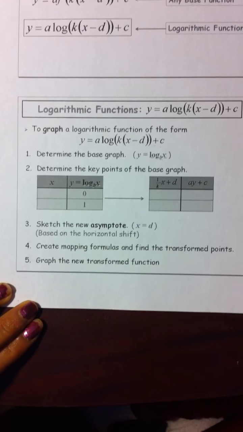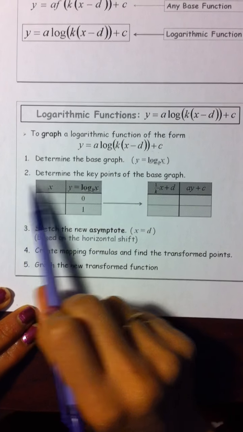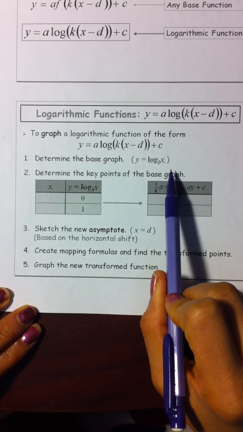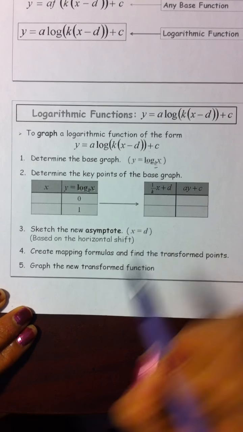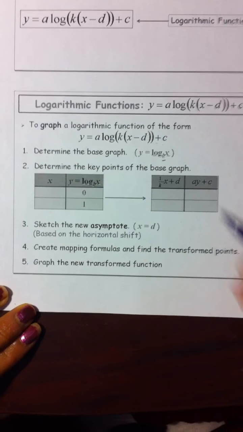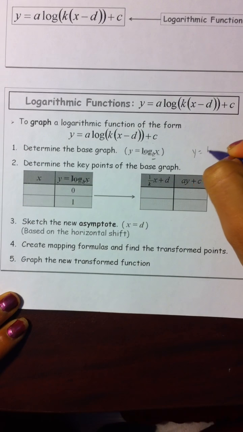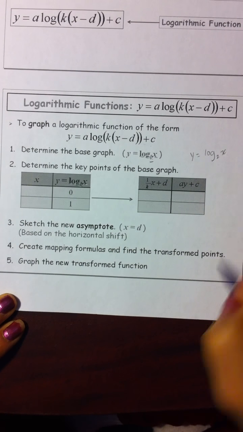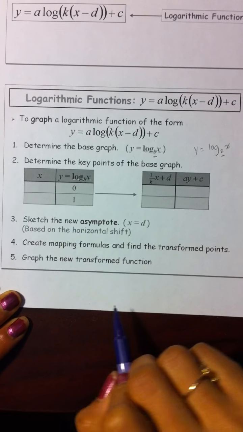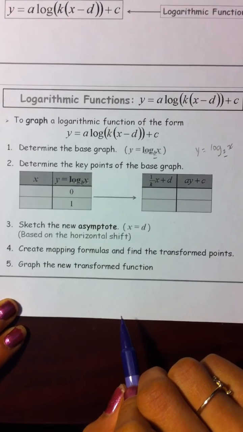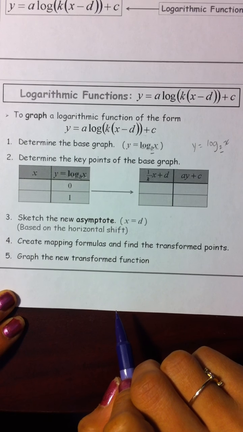So before you start with this, it's always a good idea to know what your base graph is, and your base graph is going to be different depending on whatever your base of logarithmic function is going to be. So for example, if I'm graphing y equals log base 2 of x, my base graph is going to have a base of 2. Keeping that in mind, there are some key points that we need to use before we go ahead and graph our base function.